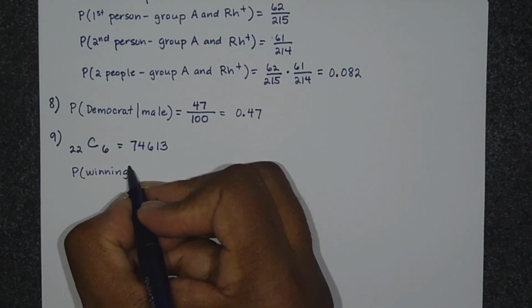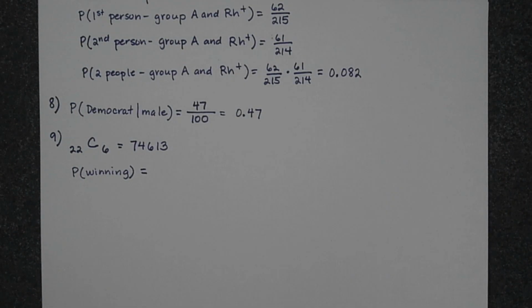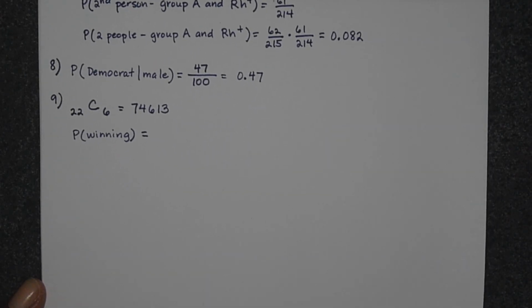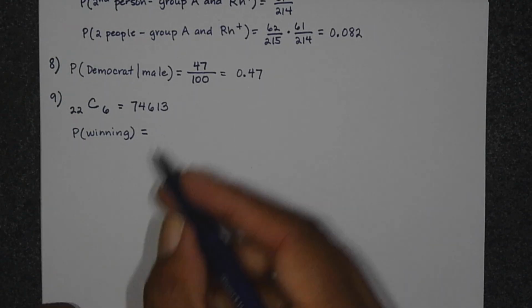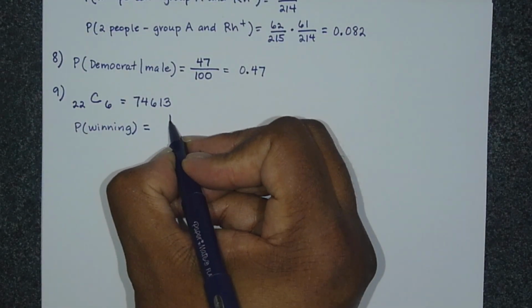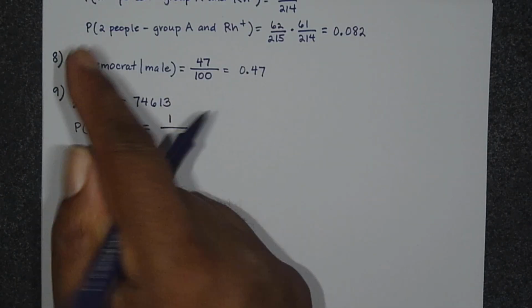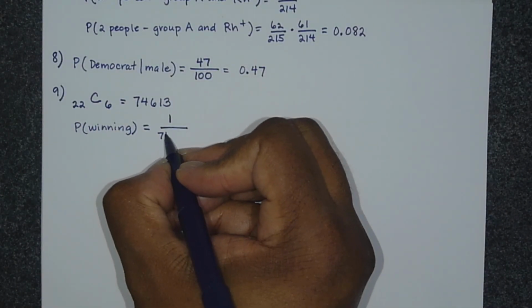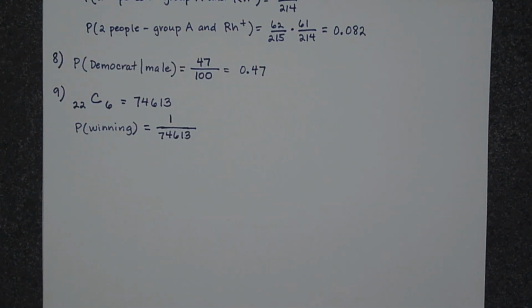Now we want the probability of winning the lottery. If one selects the 6 winning numbers from 1 to 22 in any order with no repetitions, how many ways can we win? Well, it's just one, one out of all those numbers. There can only be one winner. So the probability of winning would just be 1 over 74,613. And that's all there is to it.